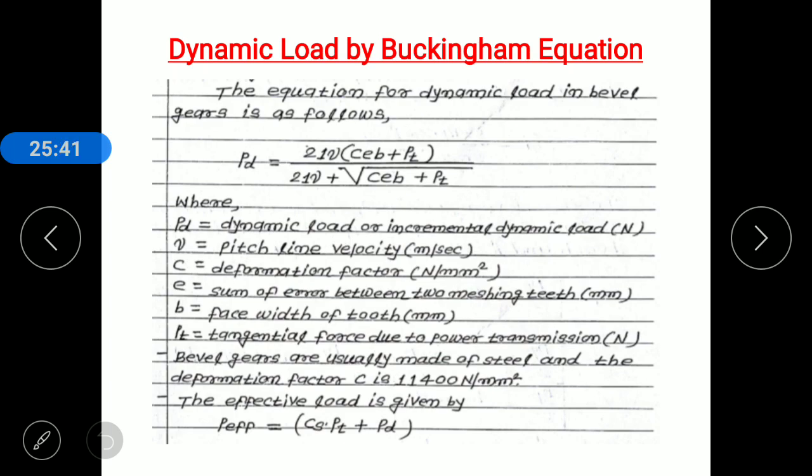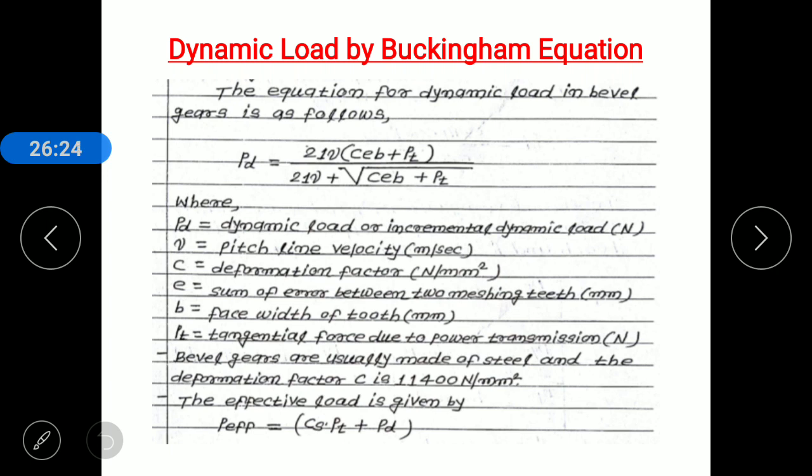Next, dynamic load by Buckingham equation. The equation for dynamic load in bevel gear is shown on the screen. Dynamic load P suffix D is equal to 21V times (CEB plus PT) divided by 21V plus under root (CEB plus PT). The Buckingham equation for spur gear and bevel gear is the same, where P suffix D is the dynamic load or incremental dynamic load in Newton. V is the pitch line velocity in meter per second. C is the deformation factor, Newton per millimeter square. E is the sum of the error between two meshing teeth, in millimeter. B is the face width of tooth in millimeter. P suffix T is the tangential force due to the power transmission in Newton.